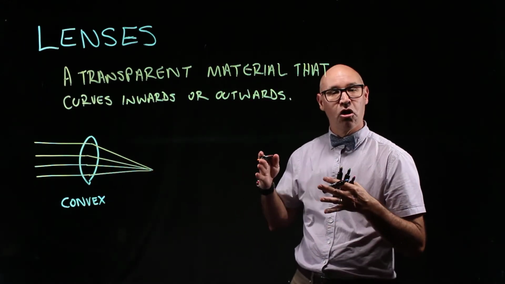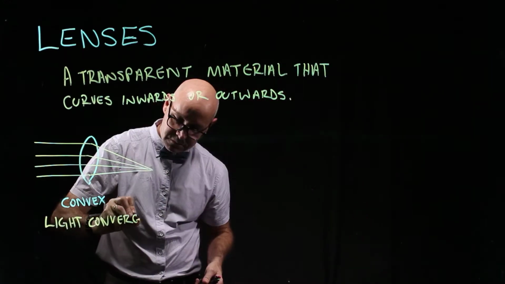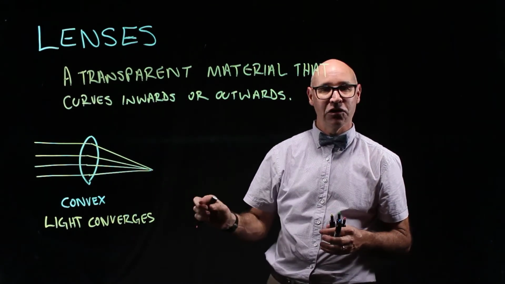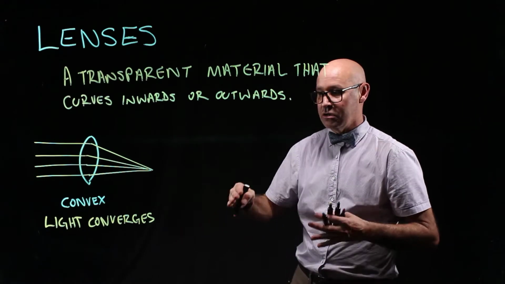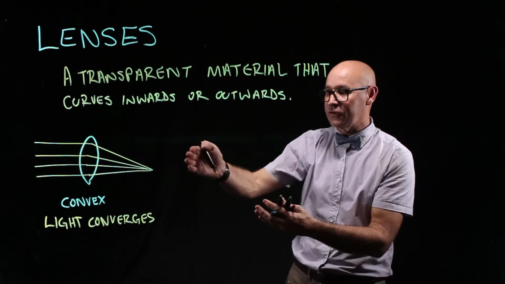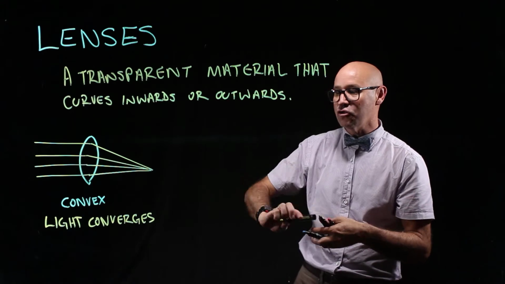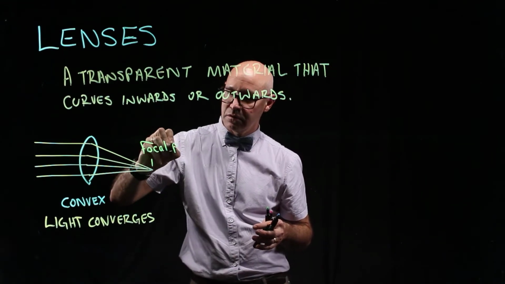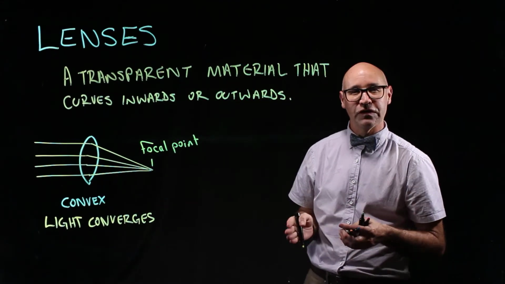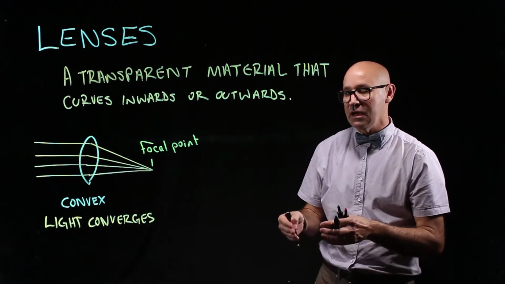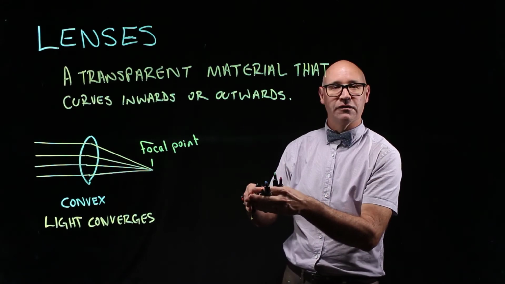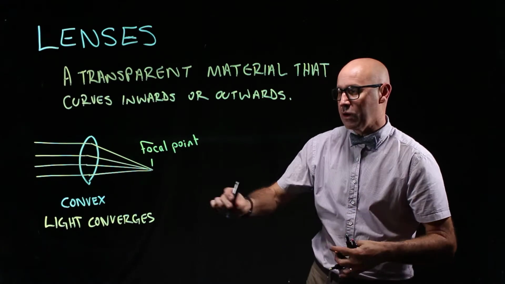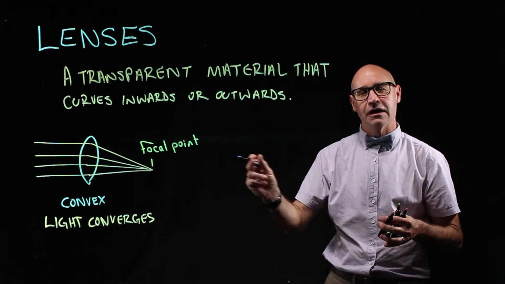So the light converges. So that's easy to remember. A convex lens makes the light converge, bend inwards to a single point, and that single point is what we call the focal point. And the focal point, of course, is the point of focus. So we can actually focus all of the light onto that point. So that's a convex lens, where it's thinner at the top and the bottom and thicker in the middle.